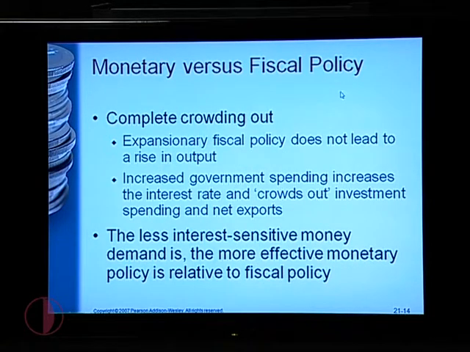Monetary versus fiscal policy: complete crowding out. Expansionary fiscal policy does not lead to a rise in output. An increase in government spending increases the interest rate and crowds out investment spending and net exports. The less interest sensitive money demand is, the more effective monetary policy is relative to fiscal policy.